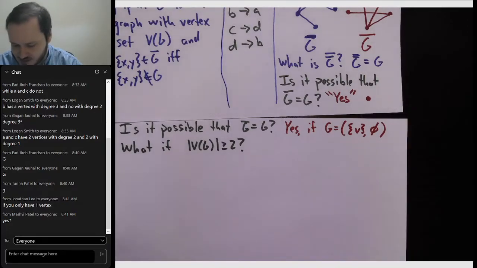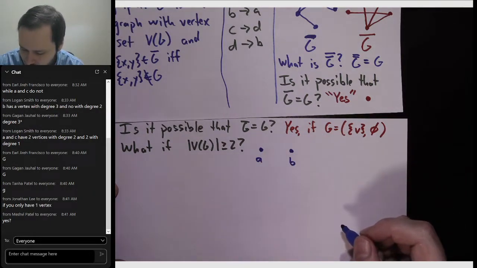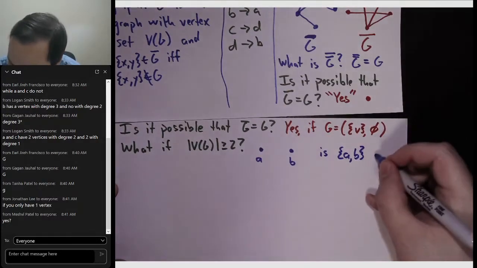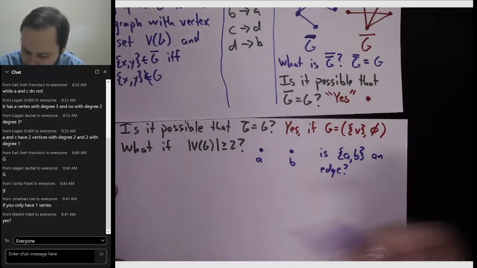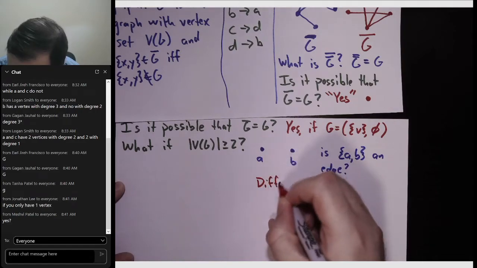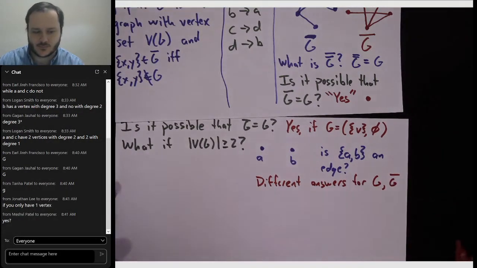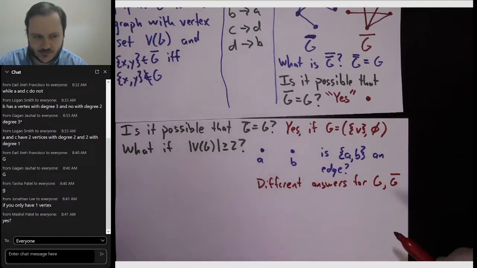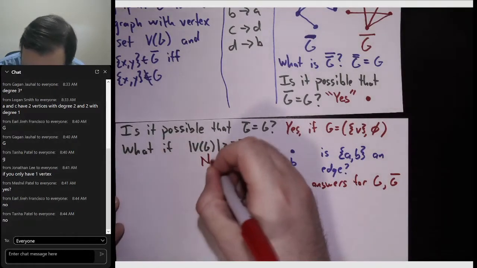Okay, now I have a graph with at least two vertices. So I have a vertex A, and I have a vertex B. And my question is, is the pair AB an edge? And I have to have different answers in G and G bar. In one of them, it'll be an edge, in another one, it won't be. So is it possible for two graphs to be equal if I have at least two vertices? Right. No. So no. They can't be equal.